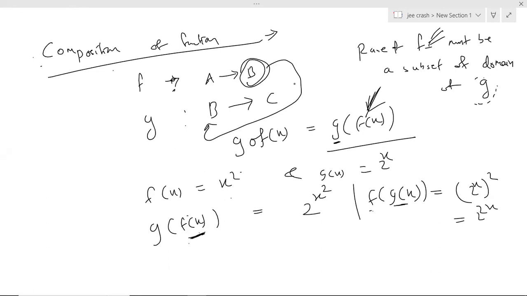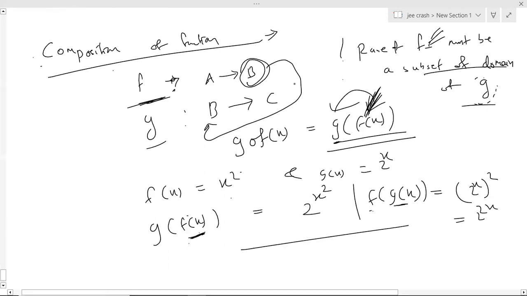All right. So if two functions f and g are there, then composite function is g of f of x. One thing to notice, range of f, the first function, must be a subset of domain of g, right? Because the range is being put as the input of g. This is one example for this. All right.